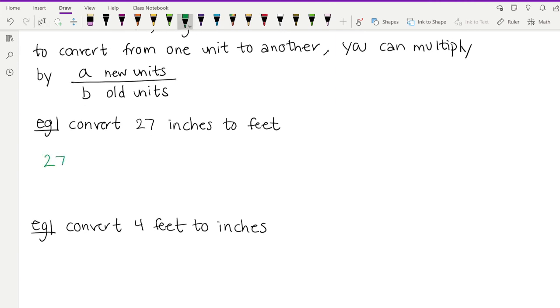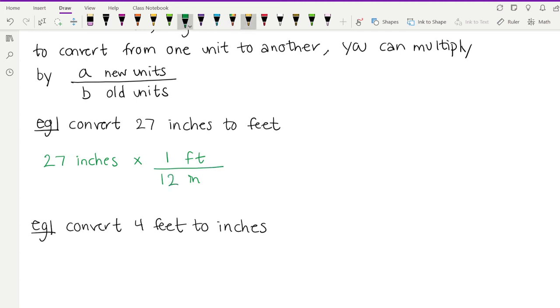So for example, if you want to take 27 inches and convert it to feet, you can multiply it by, so we want to put our new units on the top. So the top is going to be feet, and our old unit on the bottom. So our old unit is going to be inches. And then we just want to put the equivalent amounts. So 1, I guess I should write foot, over, I'll just write FT, just be nice and ambiguous here. So 1 foot over 12 inches.